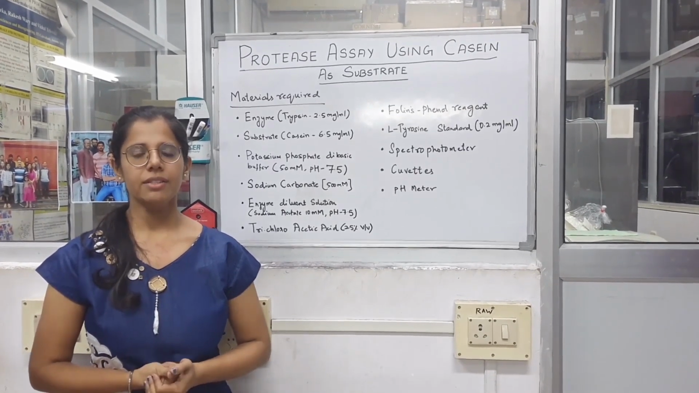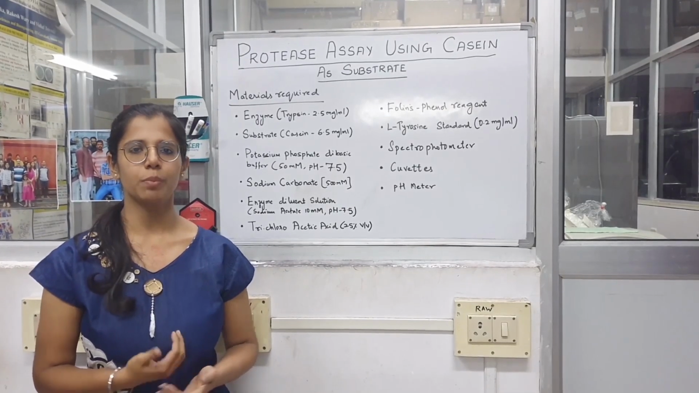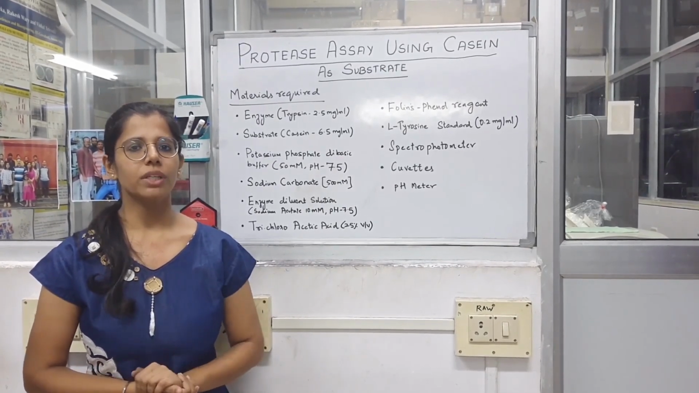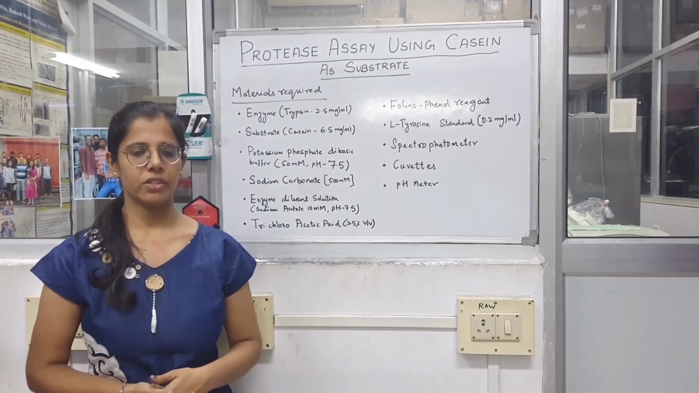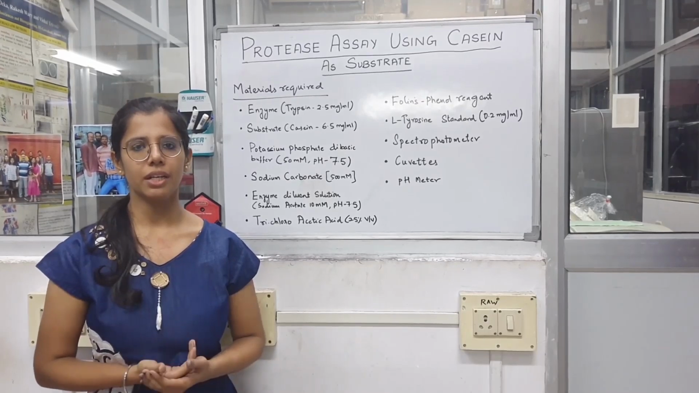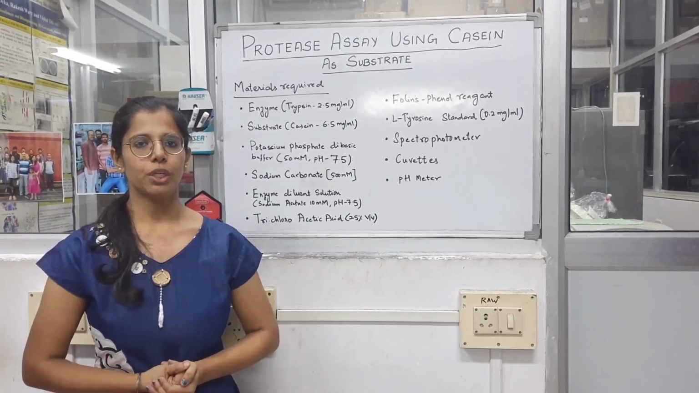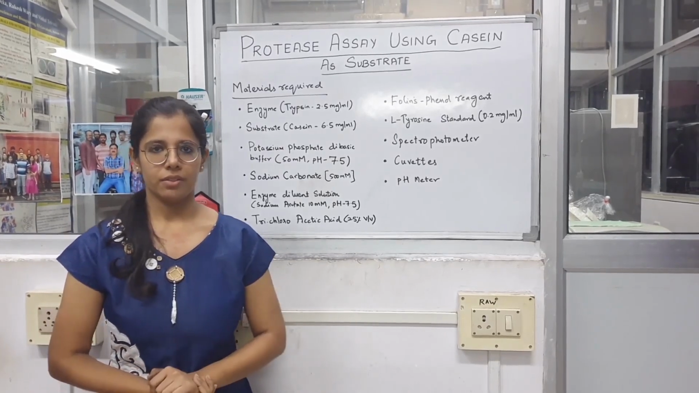Folin's phenol reagent detects free tyrosine in the reaction and produces a blue color chromophore. The more tyrosine produced in the reaction, the more chromophores are generated and the more intense the blue color will be. The intensity of blue color is directly proportional to the activity of proteases.